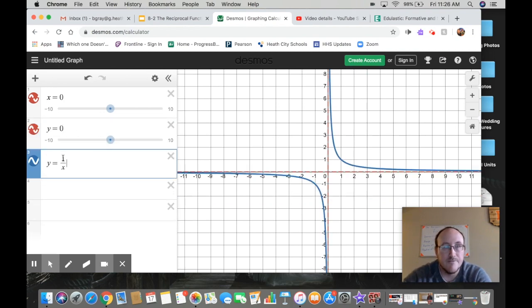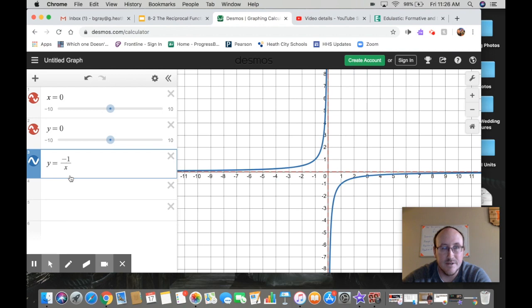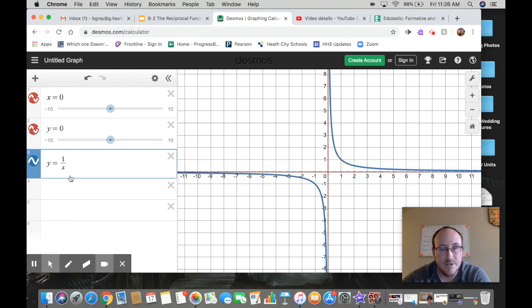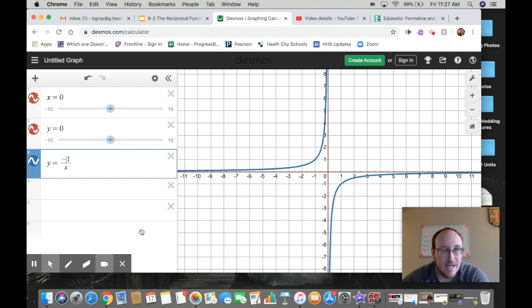Maybe I wanted to reflect it over the x-axis. Well, I just need to put a negative out in front or a negative in the numerator with that. And you can see that the function switches from having its branches in quadrant 1 and quadrant 3. Remember, your quadrants are 1, then 2, then 3, then 4. So currently its branches are in 1 and 3. If I reflect it over the x-axis, its branches will be in quadrants 2 and 4.